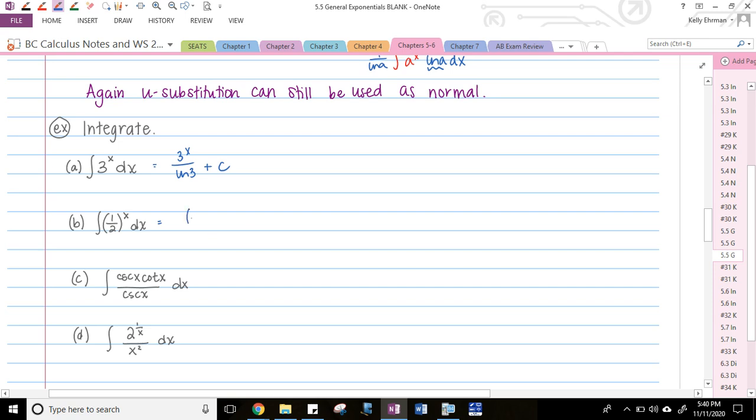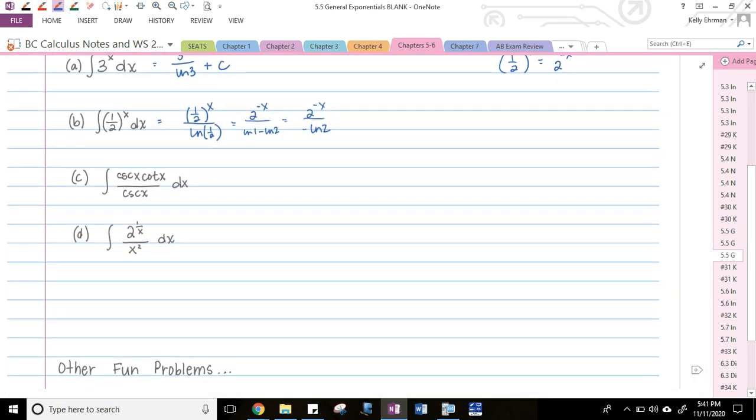This next one is 1/2 to the x divided by natural log of 1/2. Remember, 1/2 to the x is the same as 2 to the negative x. So this can be manipulated, right? This can be 2 to the negative x over natural log of 1 minus natural log of 2. Natural log of 1 is 0. It can be 2 to the negative x over negative natural log of 2. So there are all kinds of ways to manipulate that. You have to be on the lookout for the answer that's equivalent to yours.